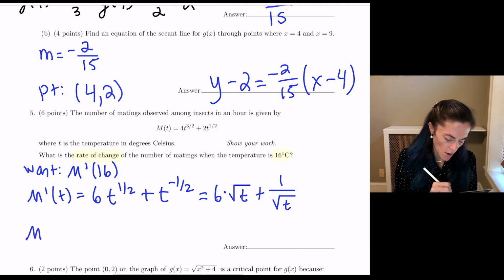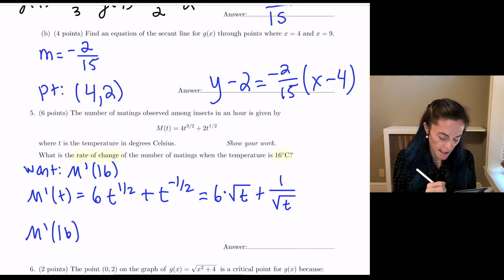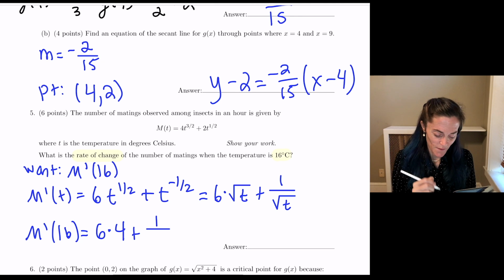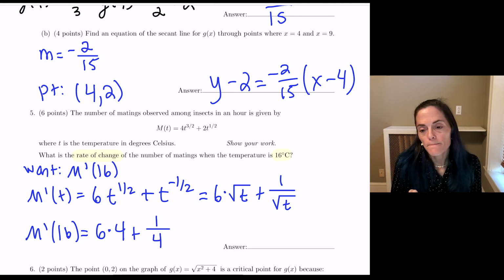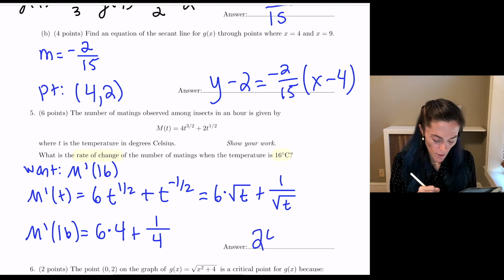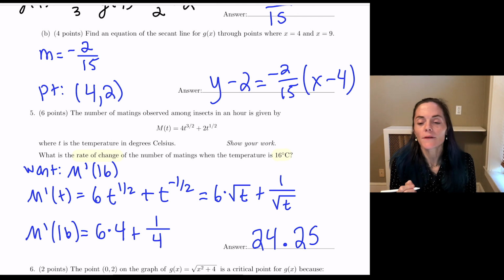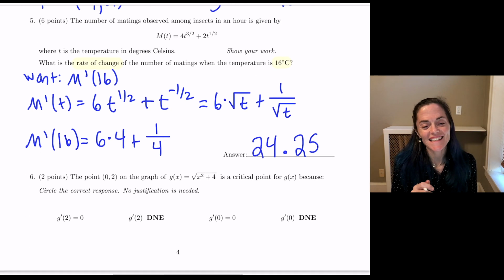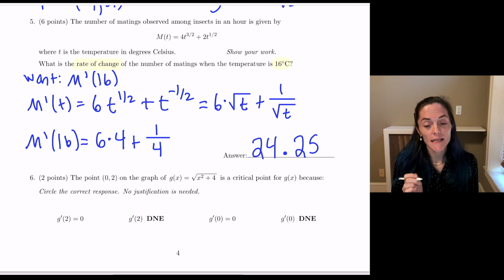Okay, so now m prime of 16. We have 6 times the square root of 16, which is 4, plus 1 over the square root of 16, which is 4. This is 24 and a fourth. Let's see, I will just write this as a decimal, which is an exact answer. It is not rounded. 24.25. Very nice.